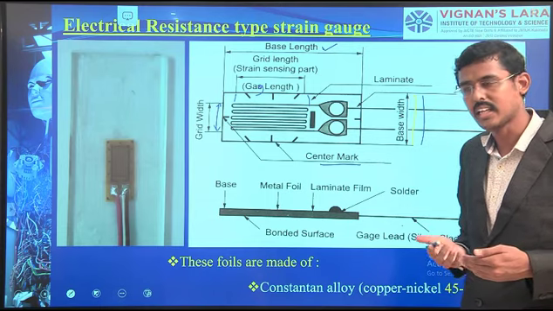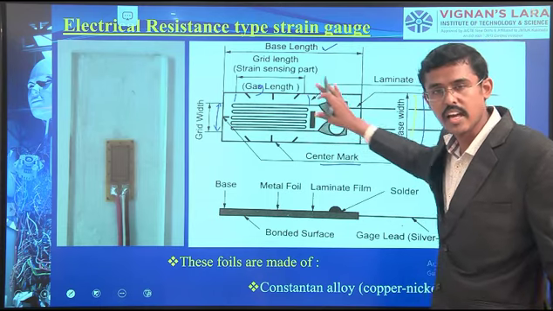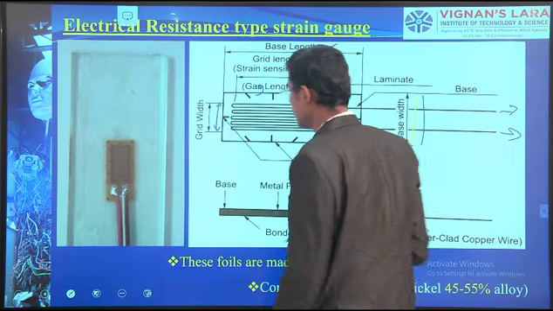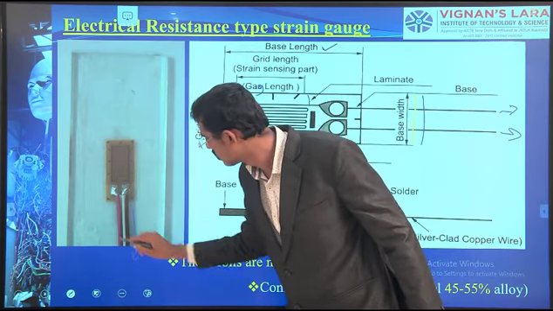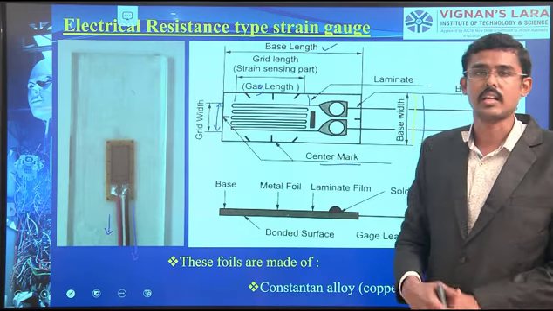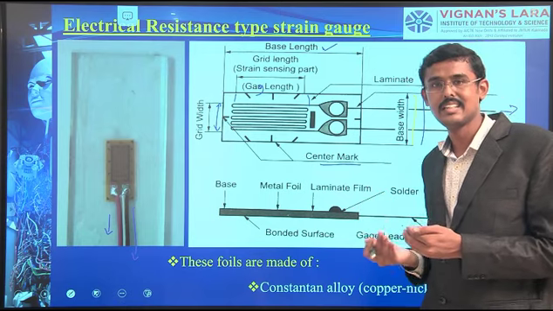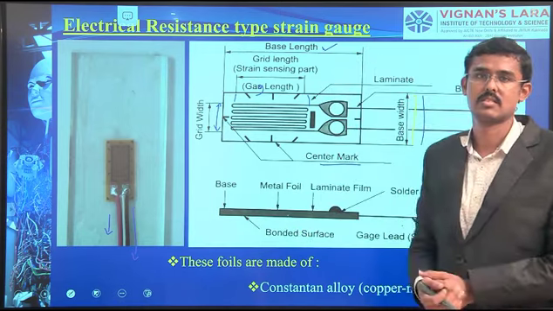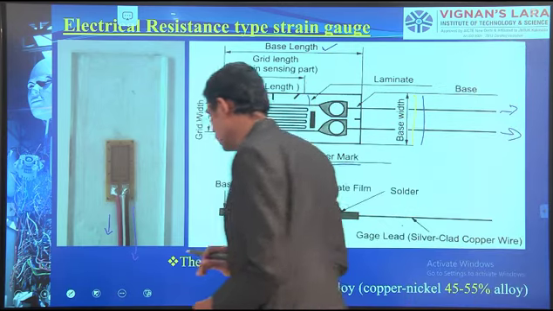The strain gauge has to be connected to electrical wires here and here, here and here. So these two we have taken out and connected to the electrical circuits to gather the change in displacement in terms of electrical resistance. Okay? That is how it is made.